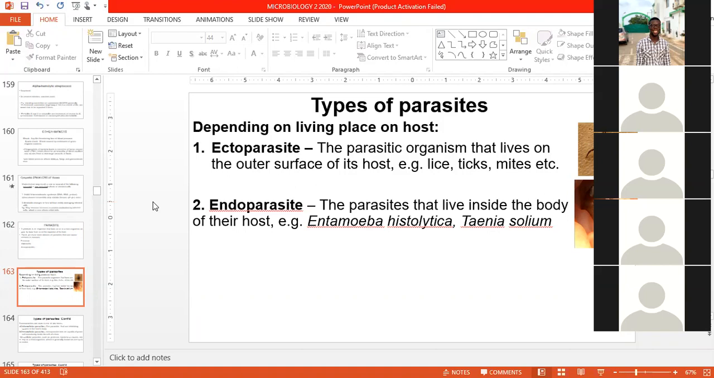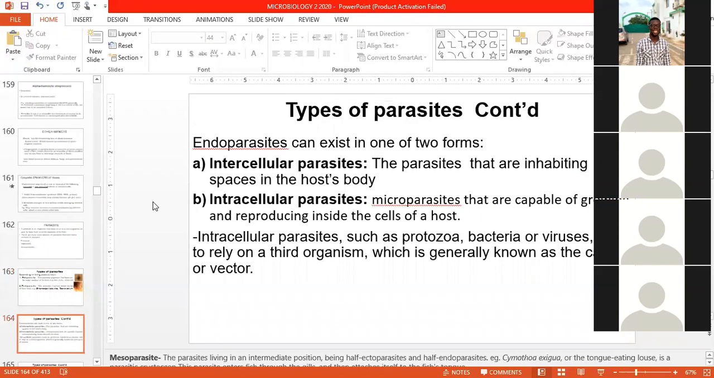The ectoparasites live on the host. So I have some examples over here: lice, ticks, and mites. Then the endoparasites live within the host. For example, E. histolytica and then Taenia solium.